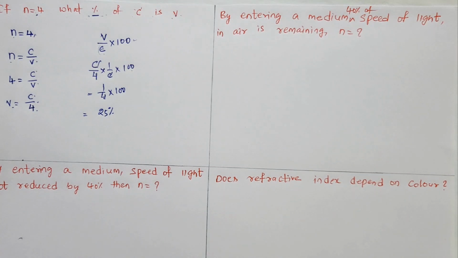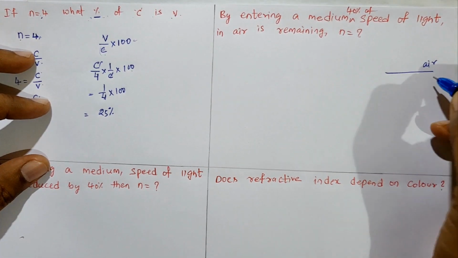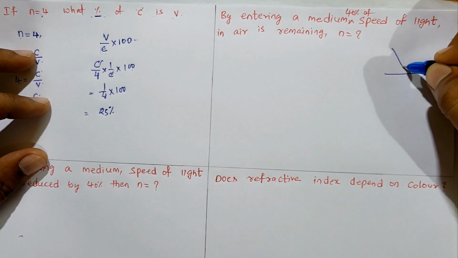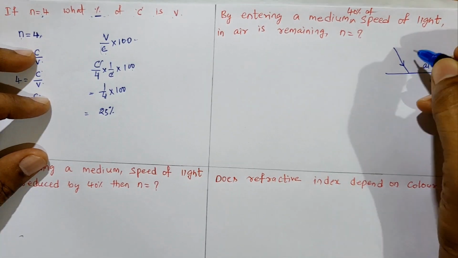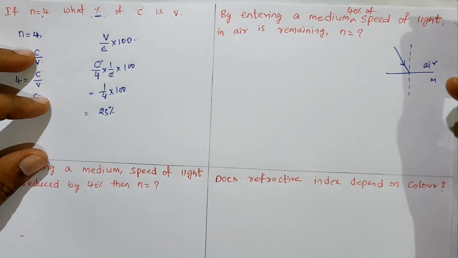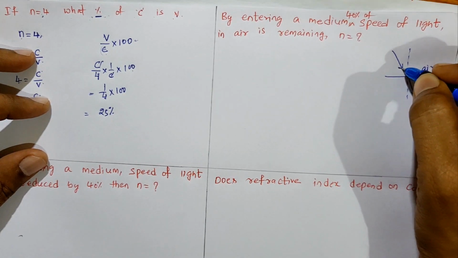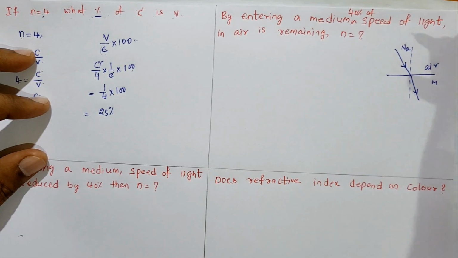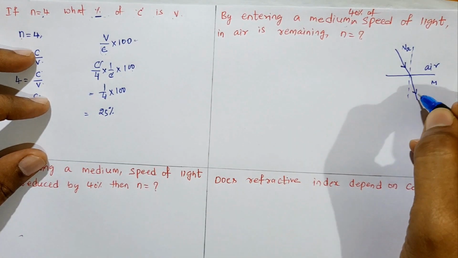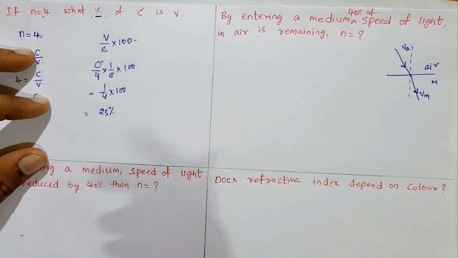By entering a medium, this is the air medium and this is medium M, you imagine. As the light ray enters the medium, what happened there? 40% of the speed in air is remaining. Imagine the light ray went like this. Speed of light in air, let us take it as VA. 40% of the speed of light in air is remaining. Here we will take it as Vm. What will be Vm now?